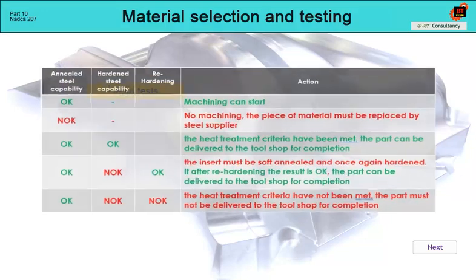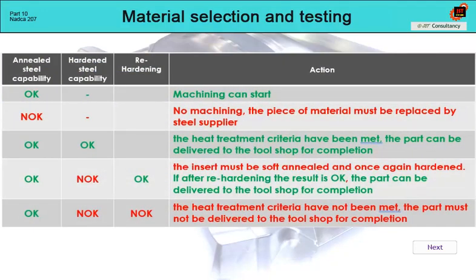The step-by-step procedure is shown in this table. It shows how the tool manufacturer will respond to the result of the input material test and the result of the test after hardening of real insert.